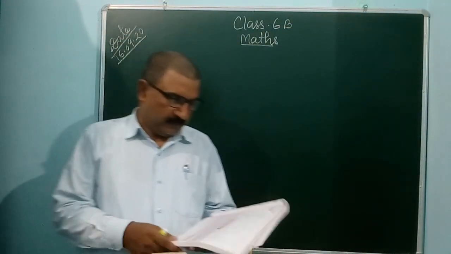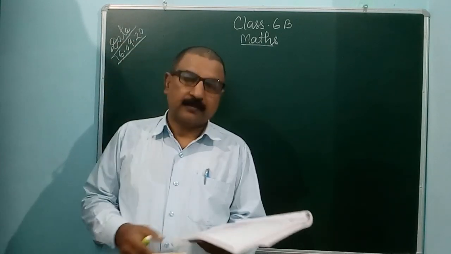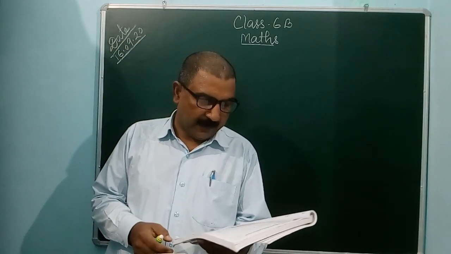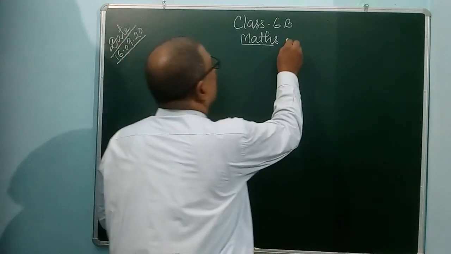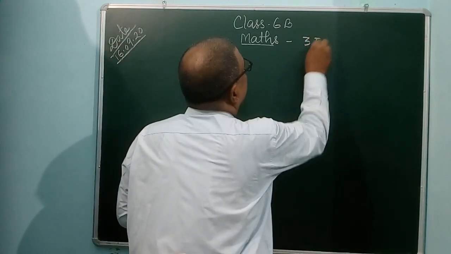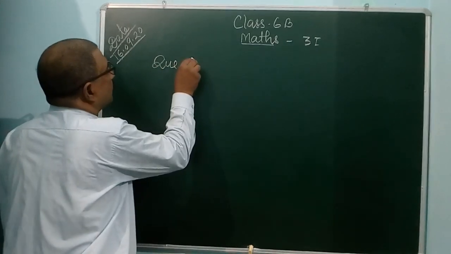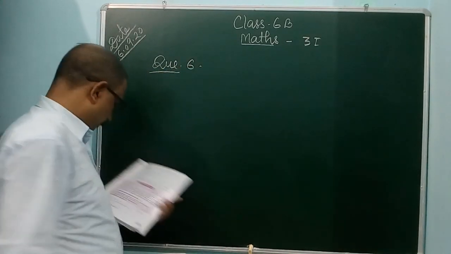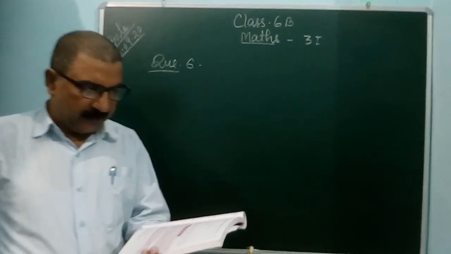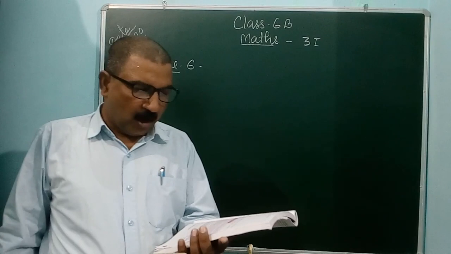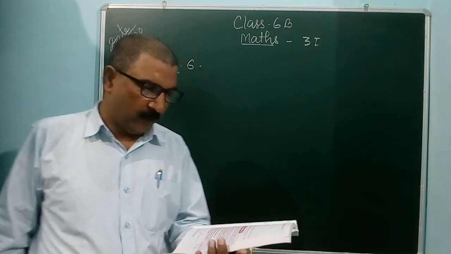Good morning, students. Yesterday, one student called me and asked about the last question of 3I, question number 6. Find the smallest number which when increased by 5 is divisible by each of 24, 32, 36 and 54.